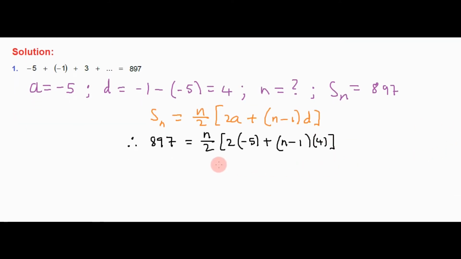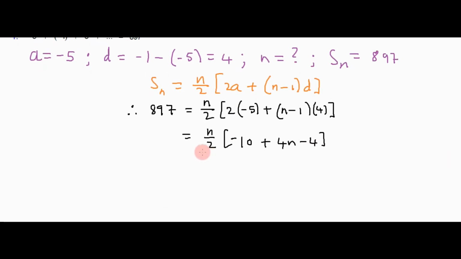Let's simplify. So it's n over 2 into -10 plus 4n minus 4, just multiplying out the brackets here. We can simplify inside the brackets by adding like terms. So it's 4n minus 14. We want to get rid of this fraction here, so we're going to multiply both sides by 2.